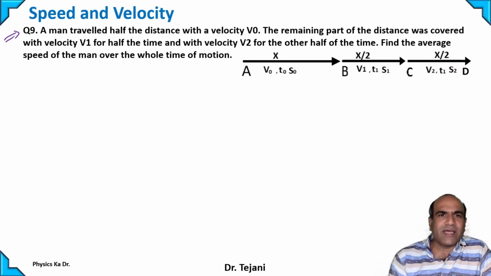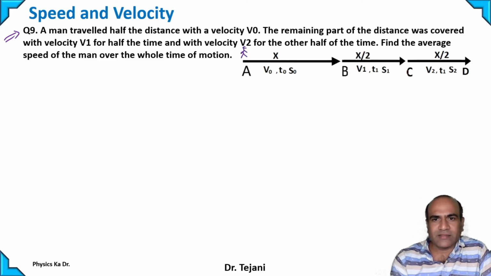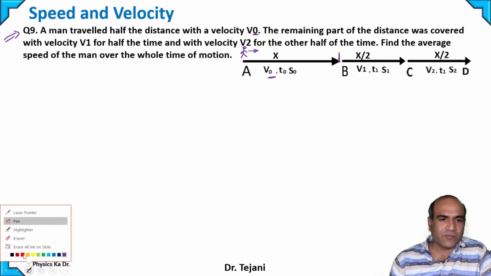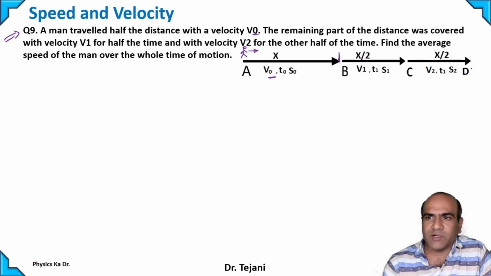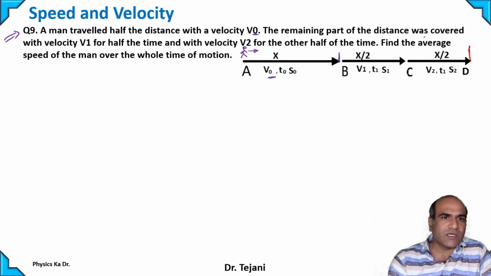So let's solve. A man traveled. A man is standing here somewhere. A man traveling half the distance, that means let us assume this half distance is x, with velocity v0. That half distance is traveled with velocity v0. The remaining part of the distance, that means the remaining half, was covered with velocity v1 for half the time, right?